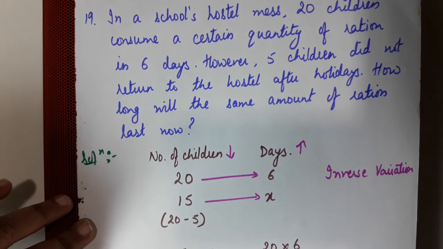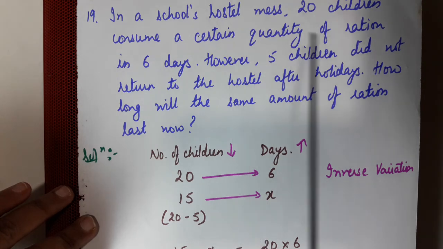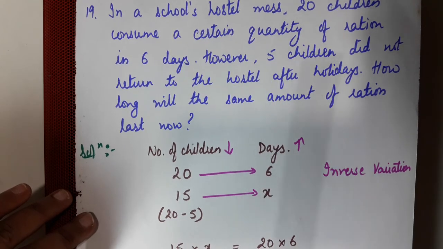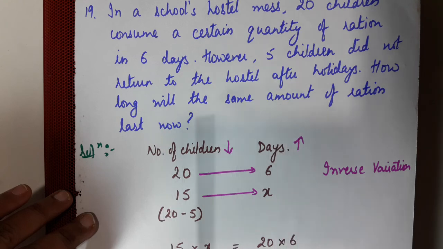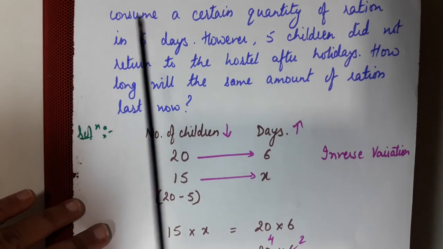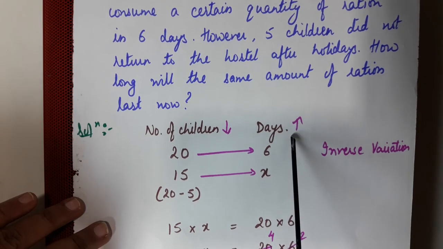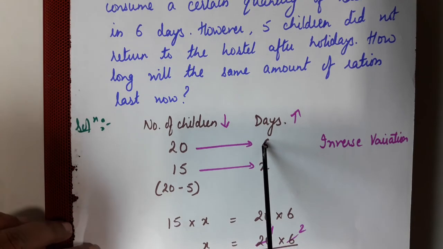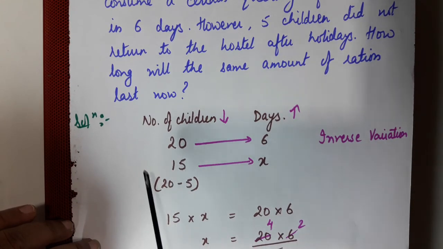Next, question number 19. In a school hostel mess, 20 children consume a certain quantity of ration in 6 days. However, 5 children did not return to the hostel after holidays. How long will the same amount of ration last now? So what are the two things? The number of children and the days for which the provision is going to last. When 20 children are there, the provision is going to last for 6 days. And 5 children did not return.